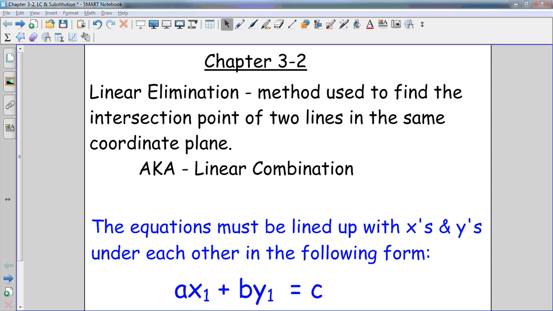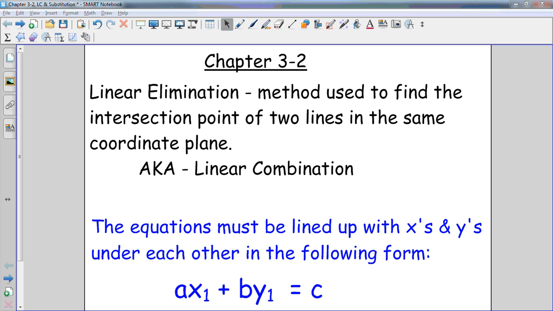Yesterday I told you there's 4 different methods for solving two equations when you have 2 equations with 2 variables. Yesterday we solved using what method? Graphing. We graphed them, we found the lower bound, upper bound, found the intersection, right? Today we're going to find the intersection by what's called linear combination or linear elimination. Okay? It's a method used to find an intersection point of 2 lines in the same coordinate plane.